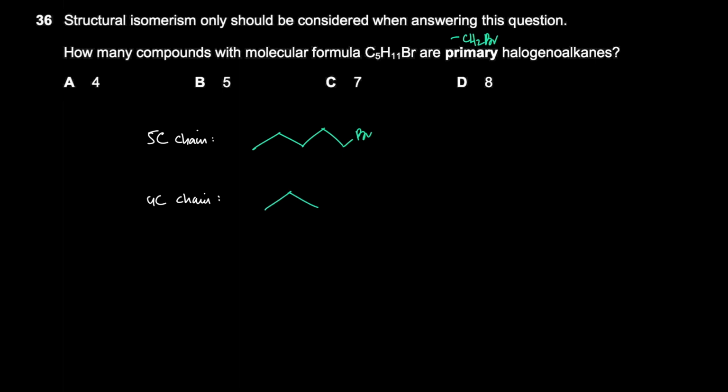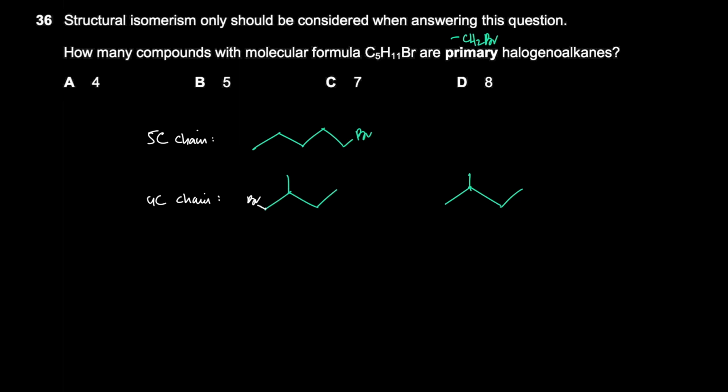Now let's say I had a 4 carbon chain like this. That means that I have a methyl group in the branch. I have 1 carbon in the branch, so I have a 4 carbon chain with 1 carbon in the branch. Now because I want a primary halogenoalkane, the bromine has to be at the end. So the bromine can be here or here, that's the same thing. If you draw it here, you get a 4 carbon chain, methyl on carbon number 2. If you show it here, you get a 4 carbon chain, methyl on carbon number 2.